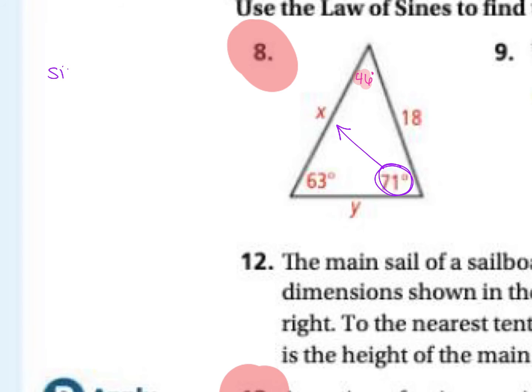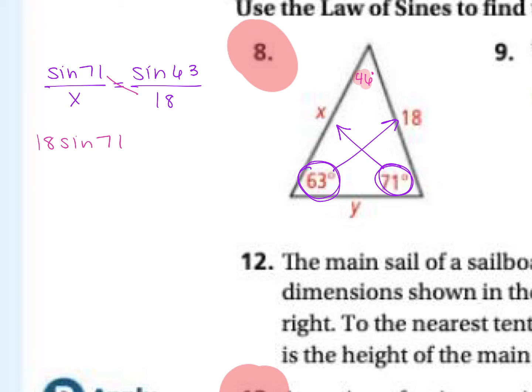So we're gonna say the sine of 71 over the side across from it equals, and now you can't use the 46 because the side across from it is unknown, and we can't have two unknowns. So we're gonna use the 63 and the side across from it. So it's gonna be the sine of 63 over 18, and then we would cross multiply that. So it's gonna be 18 sine 71 equals x sine 63. Okay, so cross multiply, and then to solve for x, you have to isolate your x. So divide by the sine of 63 and divide by the sine of 63.